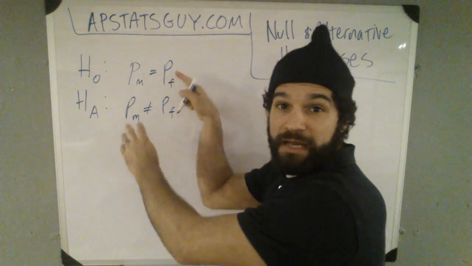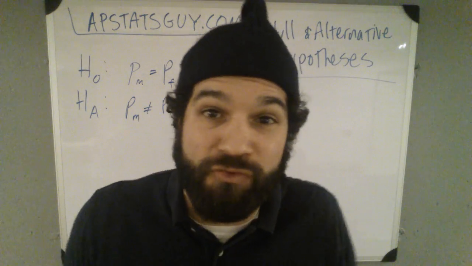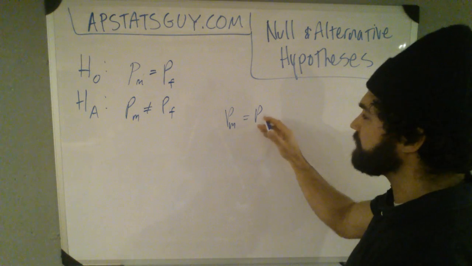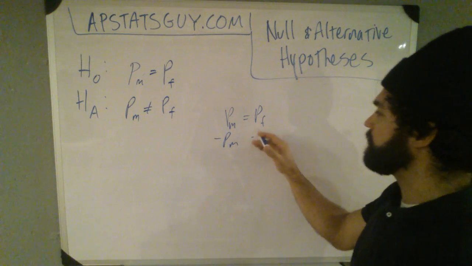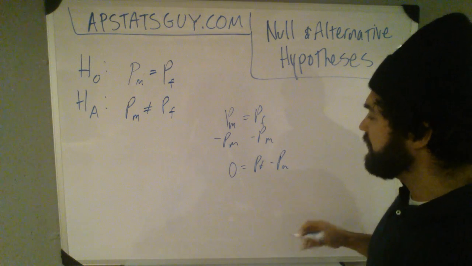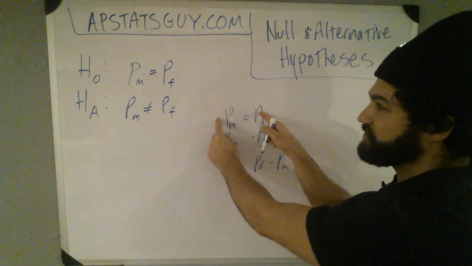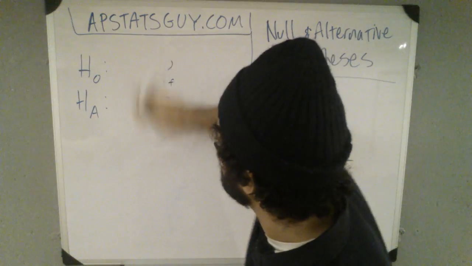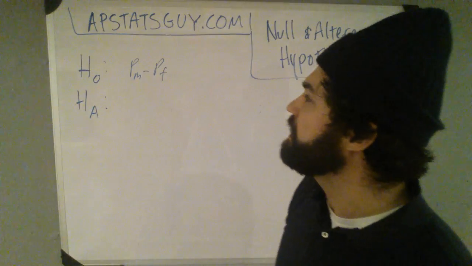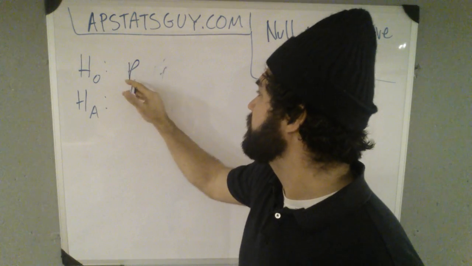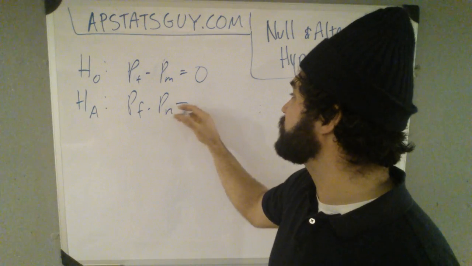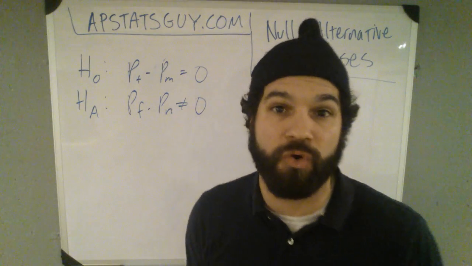Now, notice this is one way to write it. But algebraically, you can change it real quickly. If I have the percent of males is the same as the percent of females, it's the same thing as if I subtract percent of males from both sides. I get 0 equals PF minus PM. If the difference is 0, that means they're the same. So another way we write the same thing is, the difference between males and females is nothing. Meaning there is no difference between females and males. P female minus P male is nothing. P female minus P male is not nothing. This is saying that there is some sort of difference.